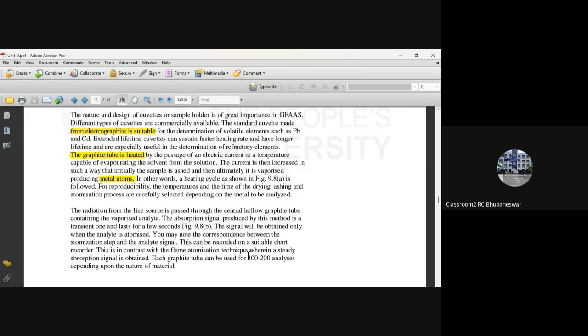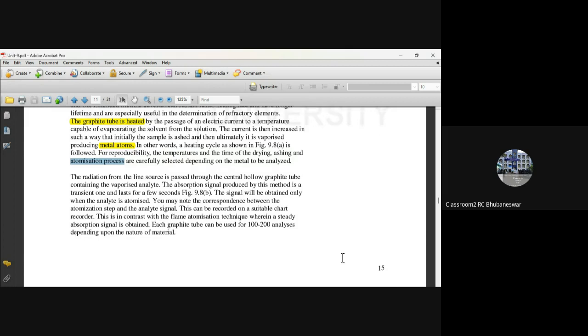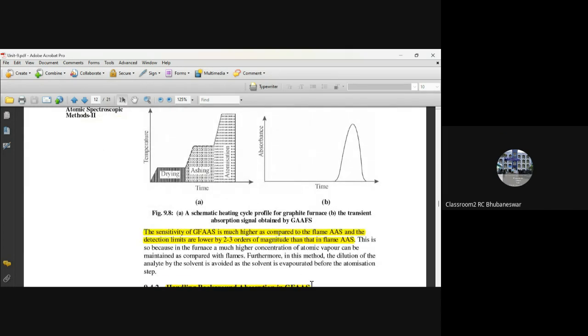So for reproducibility, the temperatures, the time of drying, the time of ashing, and the atomization process are carefully selected depending on the metal to be analyzed. You can't take time like at home when you are cooking. If it is 5 minutes more, some less gravy in the curry will remain, but it's okay. You can't do that. For reproducibility, for getting similar results with the metal to be analyzed, your temperature, your time of drying, your time of ashing, and your atomization process should be carefully selected. This is what the heating cycle means.